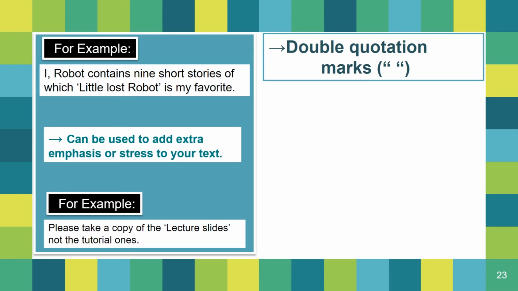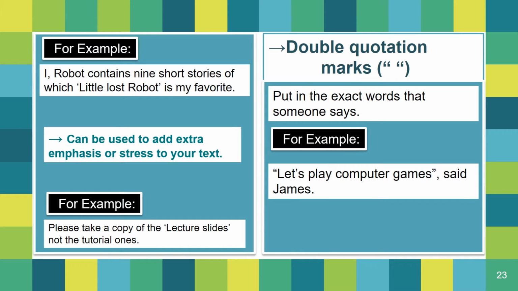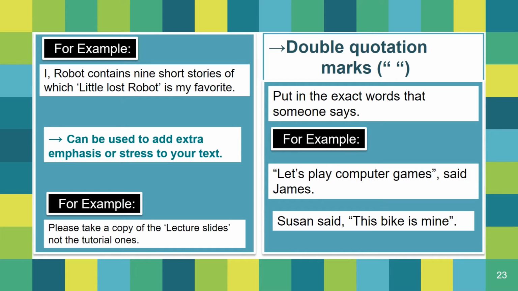Next one is double quotation marks. It is used to put in the exact words that someone says. In other words, when you are using someone's statements as they are. For example, "Let's play computer games," said James. Suzanne said, "This bike is mine."